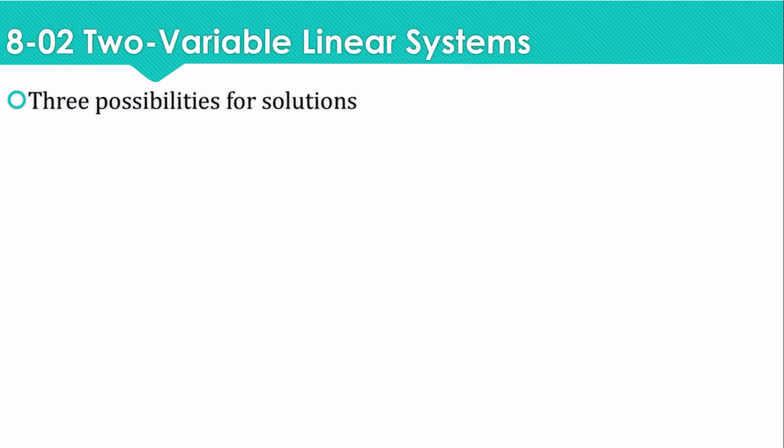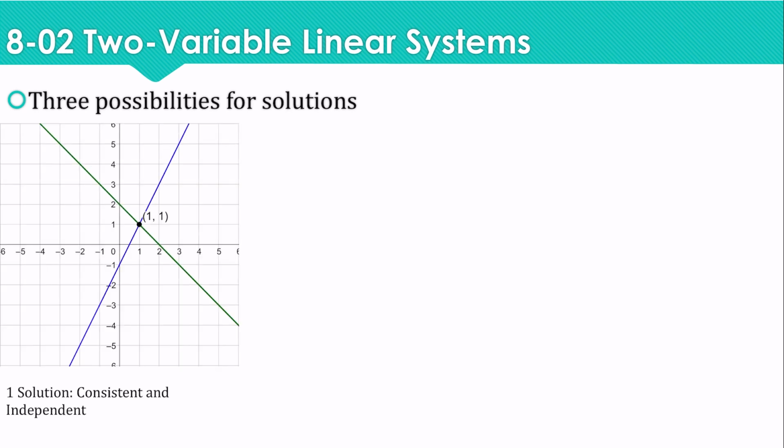If we have a two-variable linear system which graphs two lines, we have three possibilities for solutions. First one is the two lines intersect at one point. So there's one solution, and we call this consistent, which means there's at least one solution, and independent, meaning there's just the one solution. The value of y in the solution is independent of the value of x in the solution.